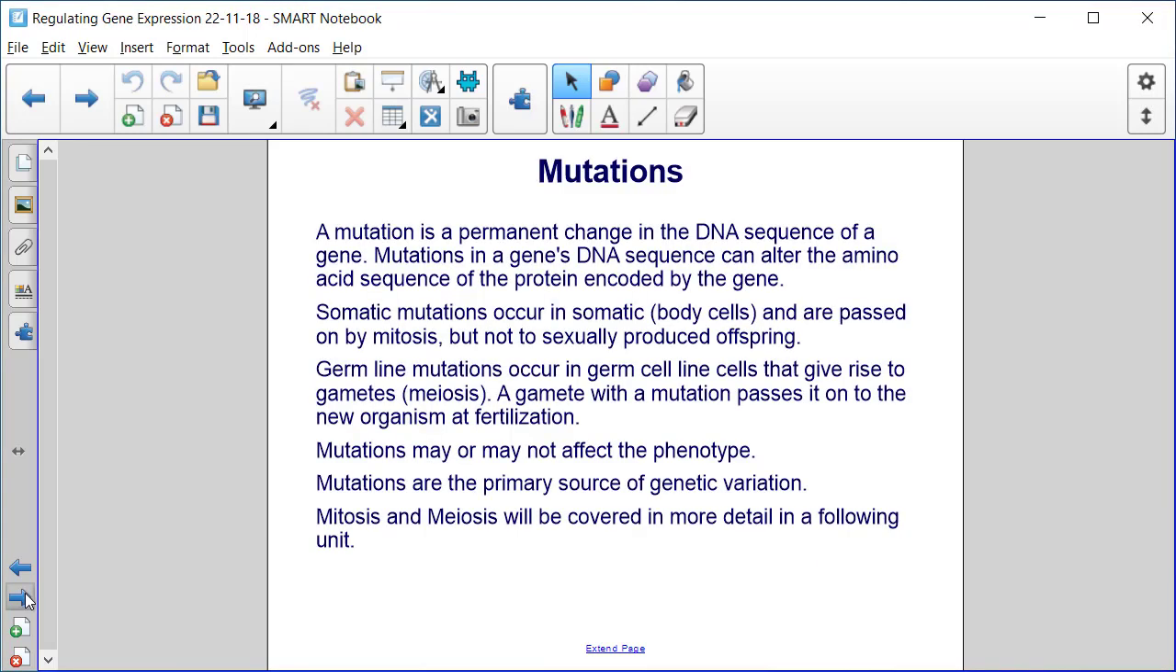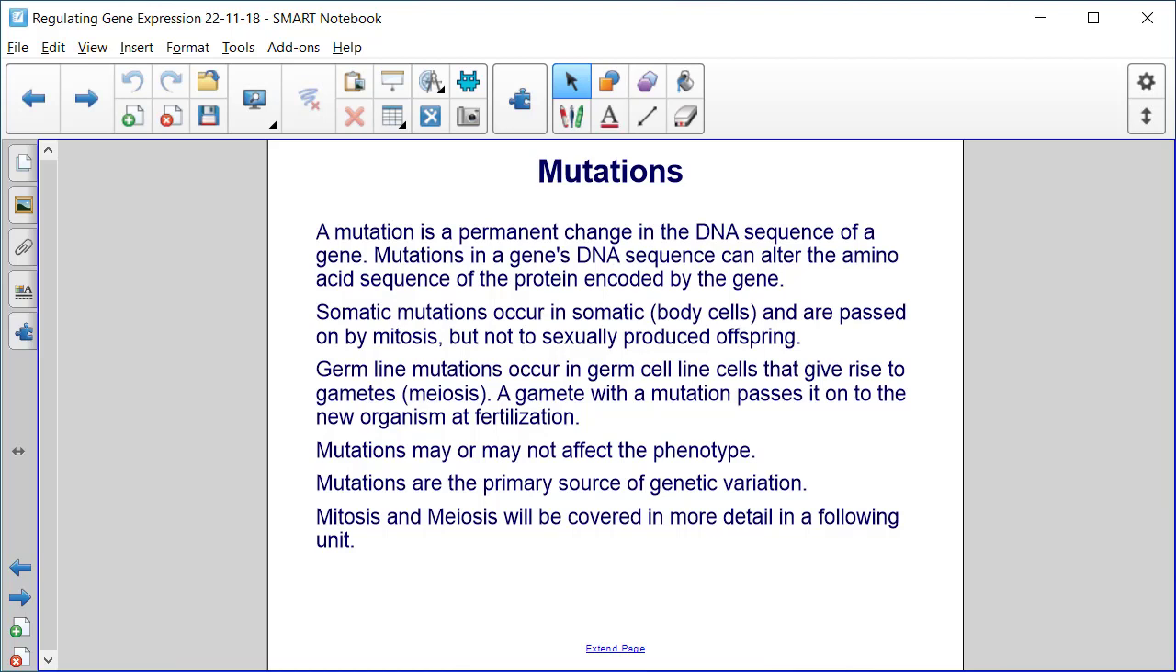Mutations. A mutation is a permanent change in the DNA sequence of a gene. Mutations in a gene's DNA sequence can alter the amino acid sequence of the protein encoded by the gene. Somatic mutations occur in somatic body cells and are passed on by mitosis, but not to sexually produced offspring. Germline mutations occur in germline cells that give rise to gametes, meiosis. A gamete with a mutation passes it on to the new organism at fertilization.